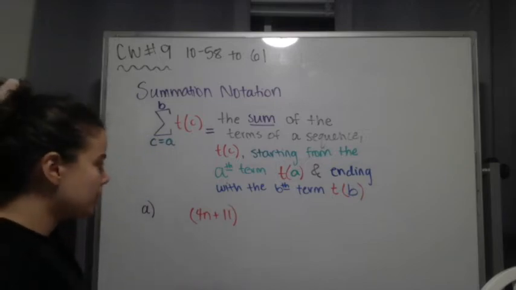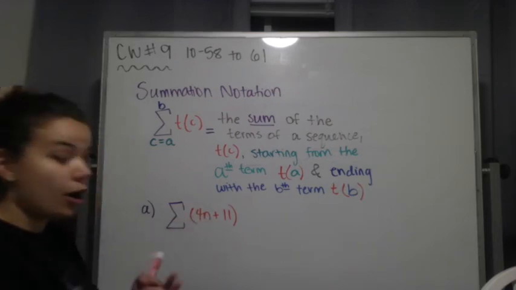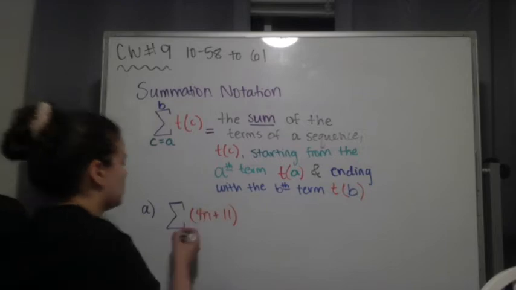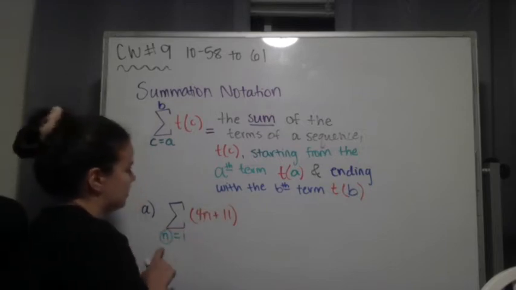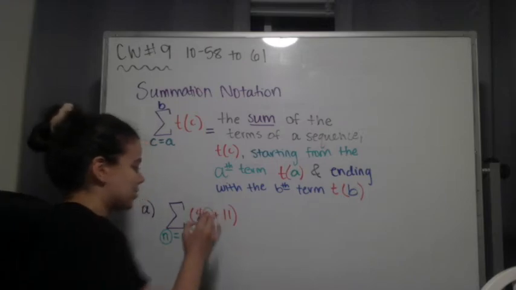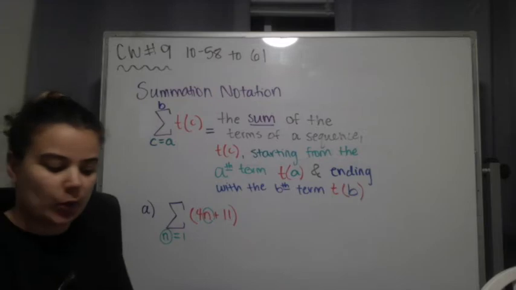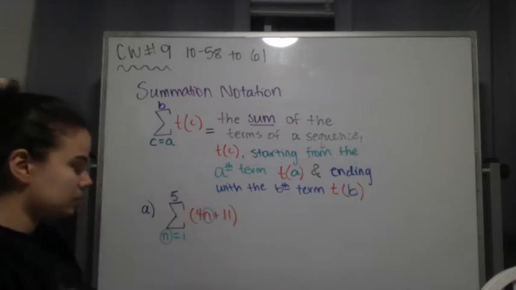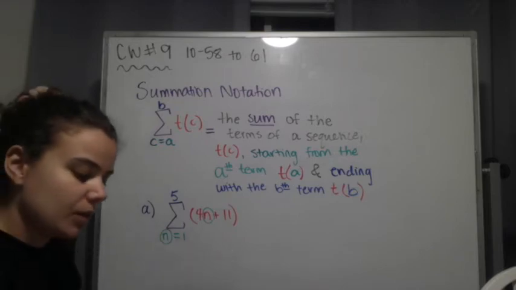And how many terms are there? So we're going to sum them up. We want to start from the first term, so that's going to be n equals 1. Notice that this variable should match this one. We're going to start at n equals 1, and then go all the way up to n equals 5. And that is how we would represent that using our new notation.